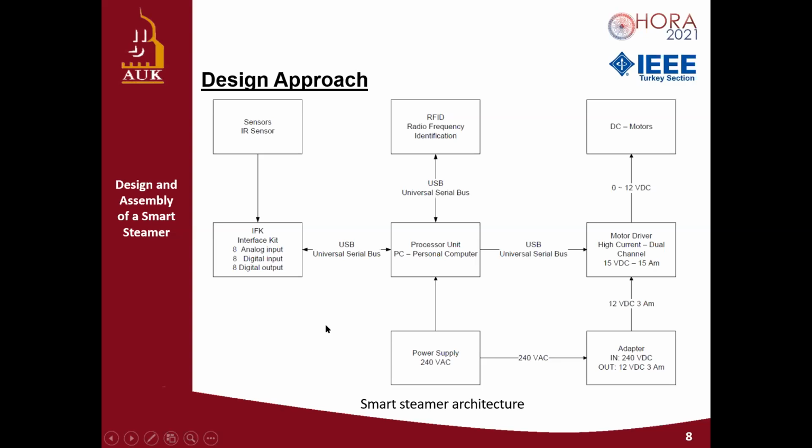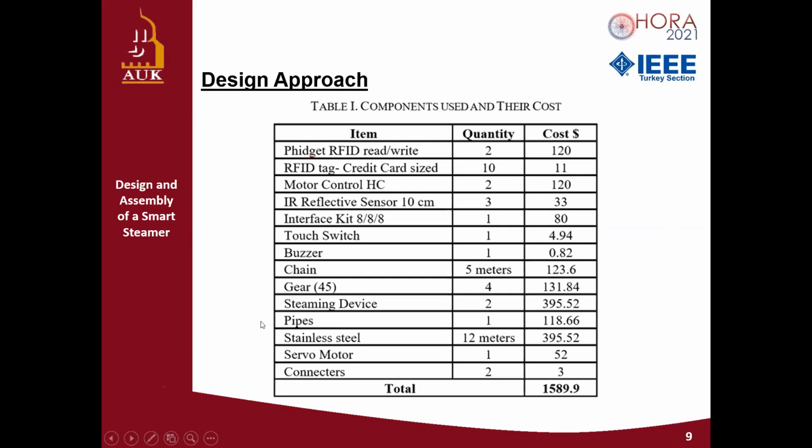This table presents the main components used in the proposed smart steamer. You can see here that approximately the total cost of the proposed system, of course, this is a simplified system or on a small scale just for illustration purposes, is around $1,500.